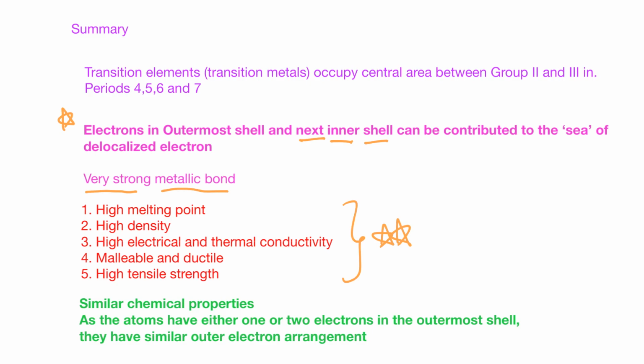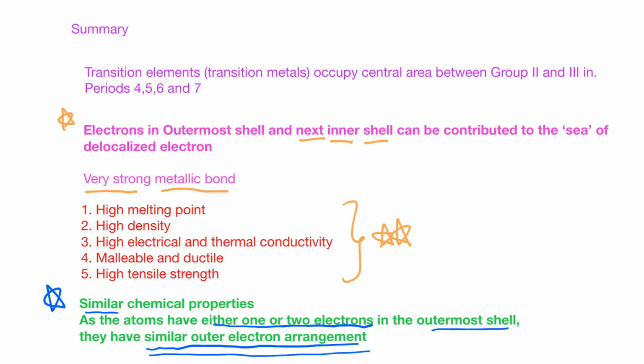Last exercise, we also mentioned the chemical properties. We found that they have similar chemical properties because each of them has either 1 or 2 electrons in the outermost shell. The keywords are that they have similar outer electron arrangement. So therefore, you'll find that they have similar chemical properties.